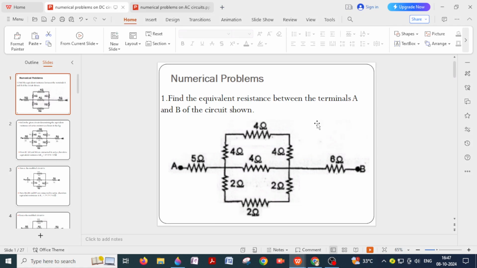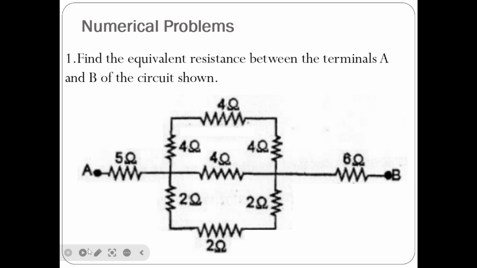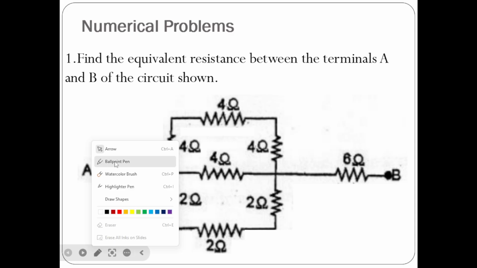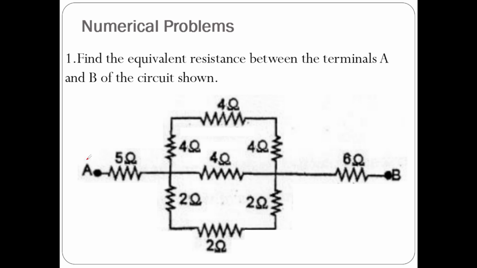Find the equivalent resistance between the terminals A and B. So this is terminal A, this is terminal B. We have to determine the equivalent resistance between A and B.